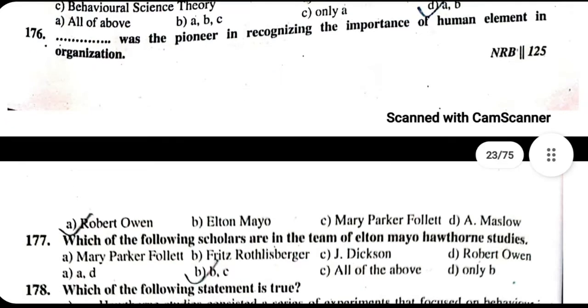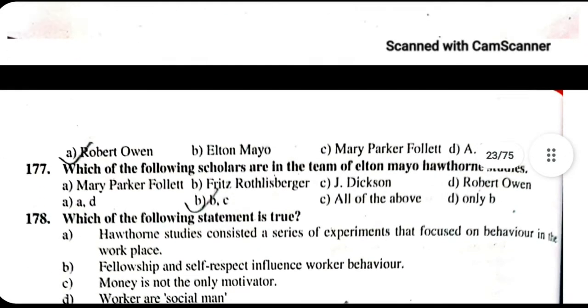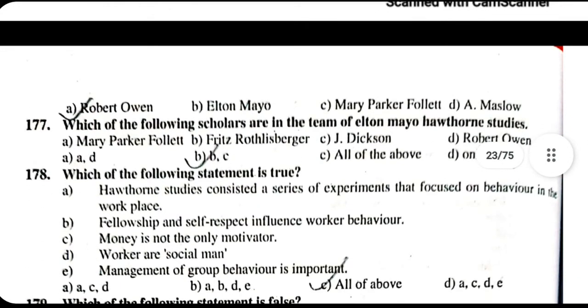Question 72. Which of the following statements is true? A. The Hawthorne studies consisted of a series of experiments that focused on behavior in the workplace. B. Fellowship and self-respect influence work behavior. C. Money is not the only motivator. D. Workers are social men. E. Management of group behavior is important. The correct answer is all of the above.